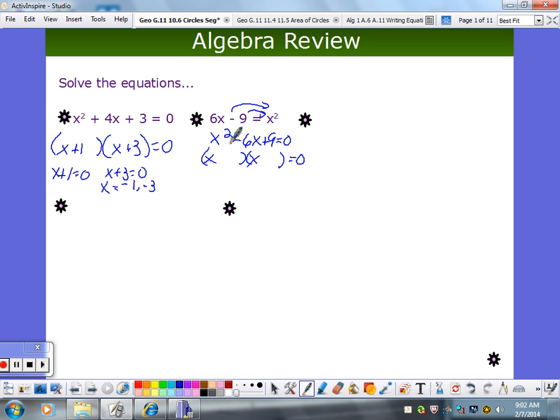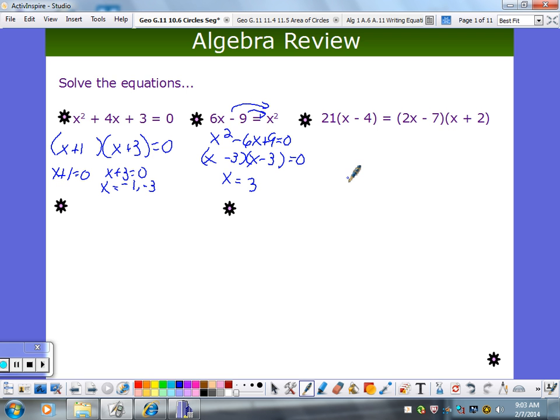It's kind of a special one. You might have noticed it's a special one, but let's see. Two numbers that multiply to positive 3 but add to negative 6? Negative 3 and negative 3. So this is a perfect square trinomial. It's x minus 3 squared. What's x? 3, right?